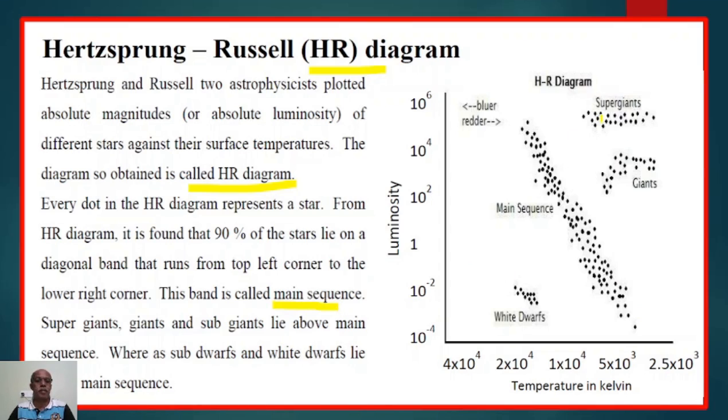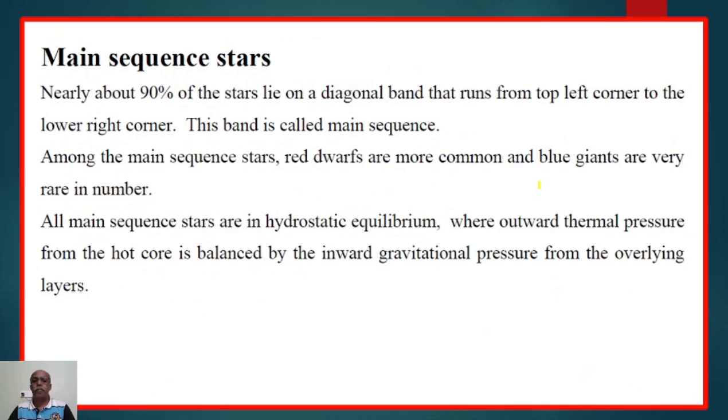Supergiants, normal giants, subgiants, etc. lie above the main sequence. You can see here all the giants are above the main sequence, and white dwarfs, subdwarfs lie below the main sequence. Nearly about 90% of the stars lie on the diagonal band, which runs from top left corner to the right bottom corner, and this band we call the main sequence.